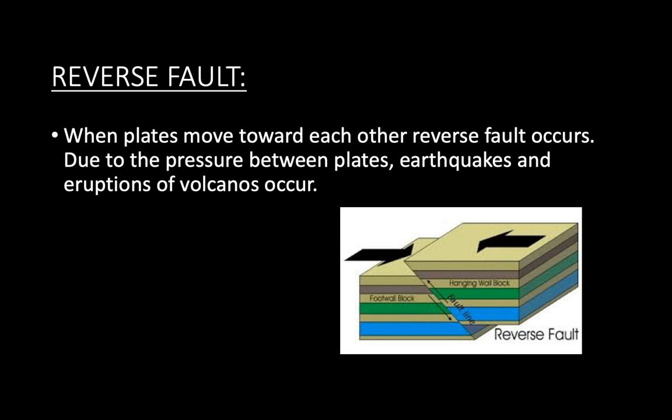Reverse fault. When plates move toward each other, a reverse fault occurs. Due to the pressure between plates, earthquakes and eruption of volcanoes occur. In this way, the plates come close to each other and usually mountains are formed. The parts of crust move in opposite directions in a normal fault, to and fro in a transform fault, and towards each other in a reverse fault. Reverse faults are exactly the opposite of normal faults.